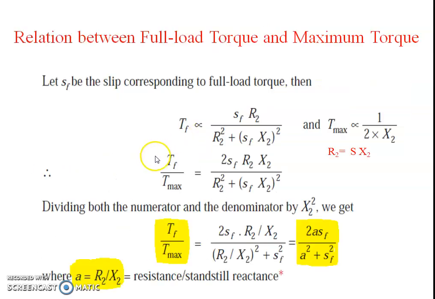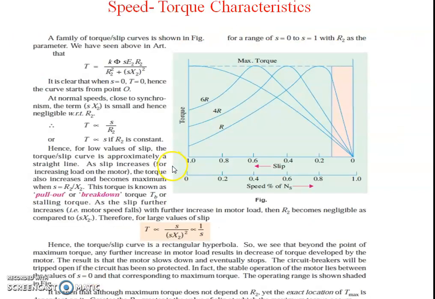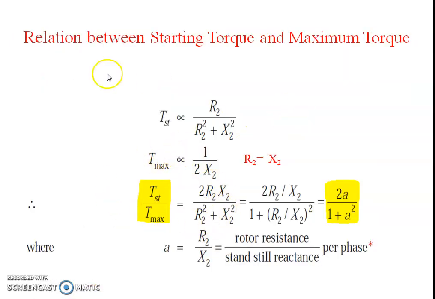As we've seen in the previous lectures, these are the different formulas regarding the starting torque and maximum torque. So I once again read this formula. TST divided by Tmax, that is the starting torque divided by maximum torque, equals 2a divided by 1 plus a square. Here we are assuming a equals R2 divided by X2.